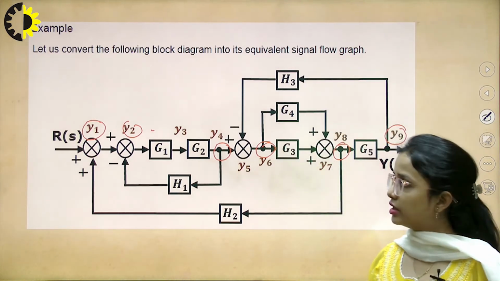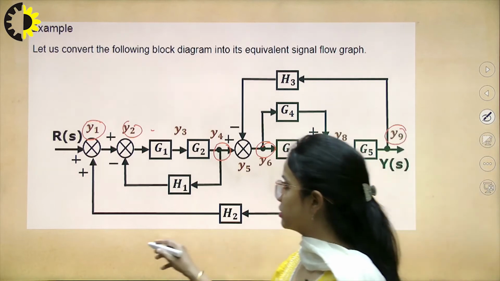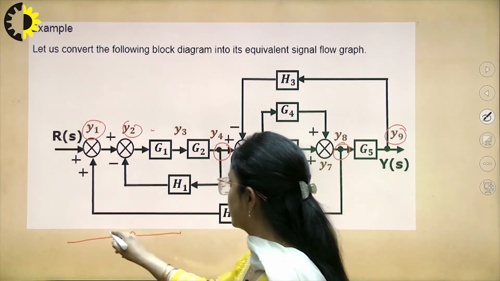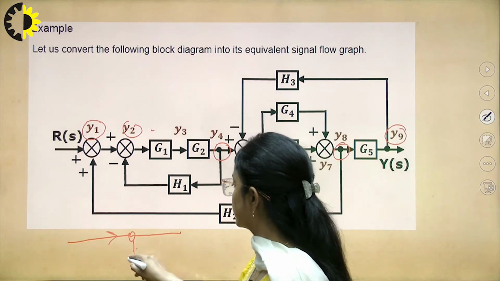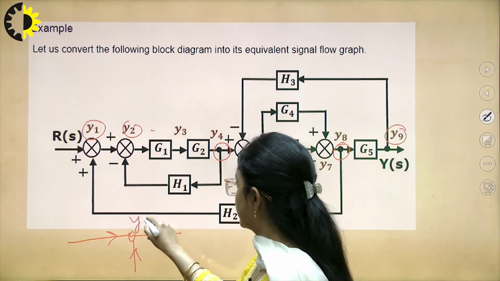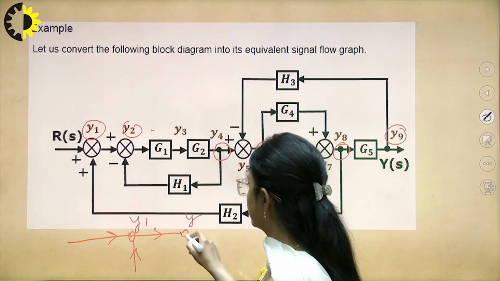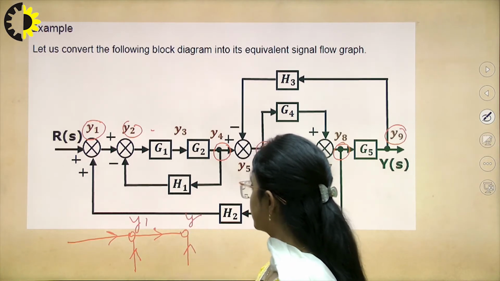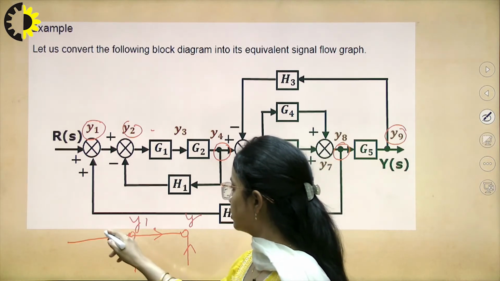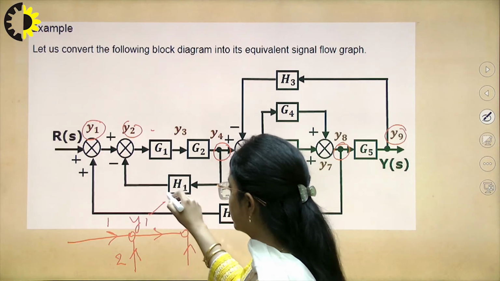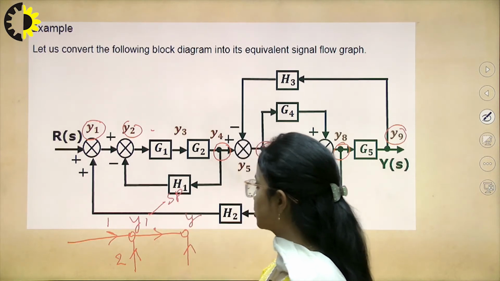So here we see, let us consider y1 as a node. So y1 is having two inputs. Here we are entering to y2. So y1 is having two inputs here, first and second. So of course y1 is a node corresponding to a summation point.